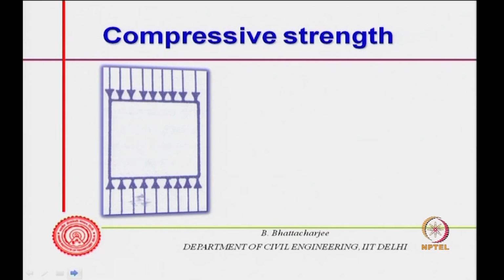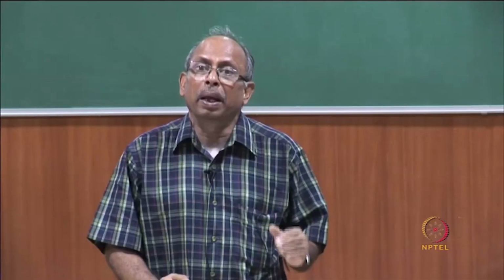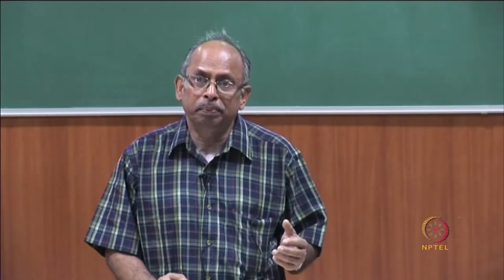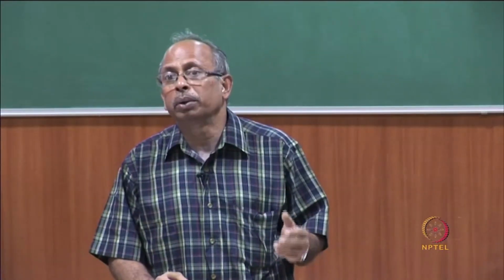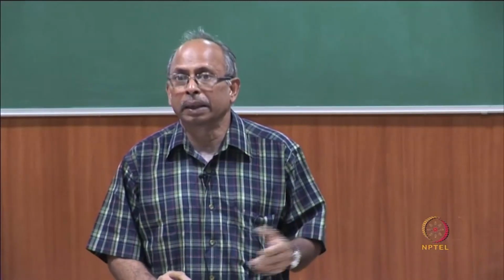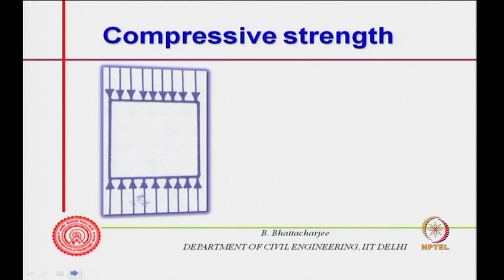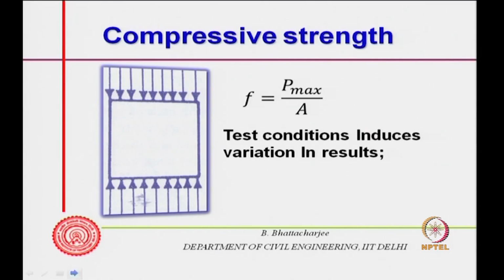For the test for compressive strength, let us take a cube and apply load from top and bottom in a testing machine, where the load is applied through a hydraulic system, and we can also control the rate of loading. We define the strength as P max by A. That is a simple way of doing it, and test condition induces variation in results. That is what we are going to see.